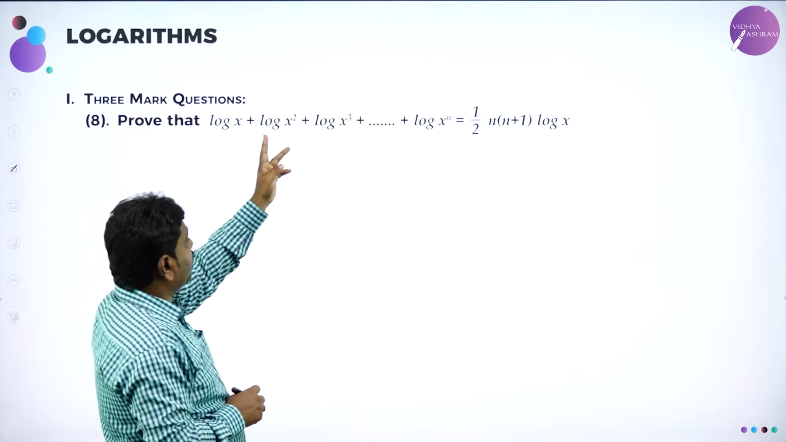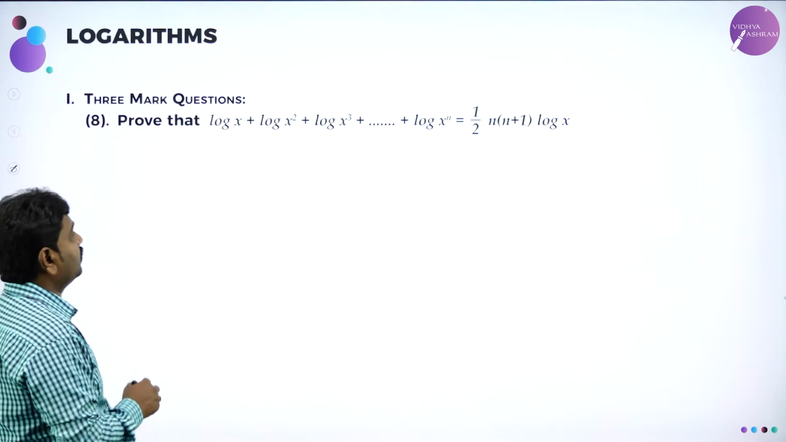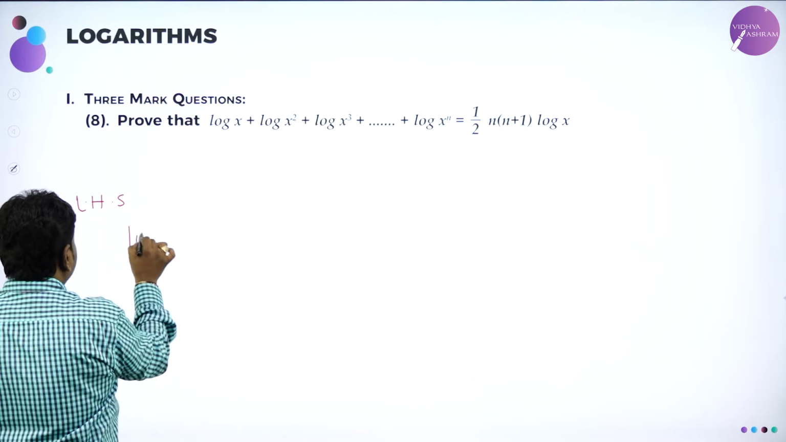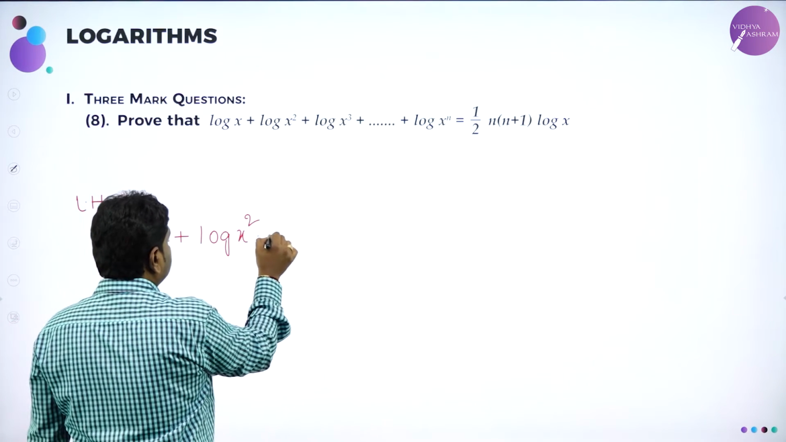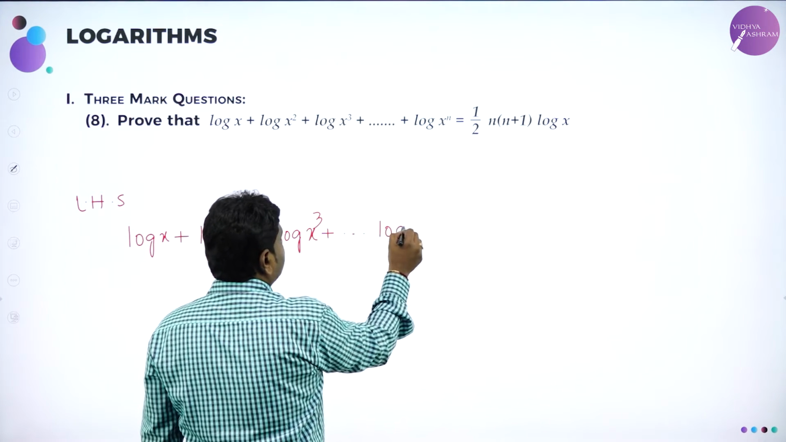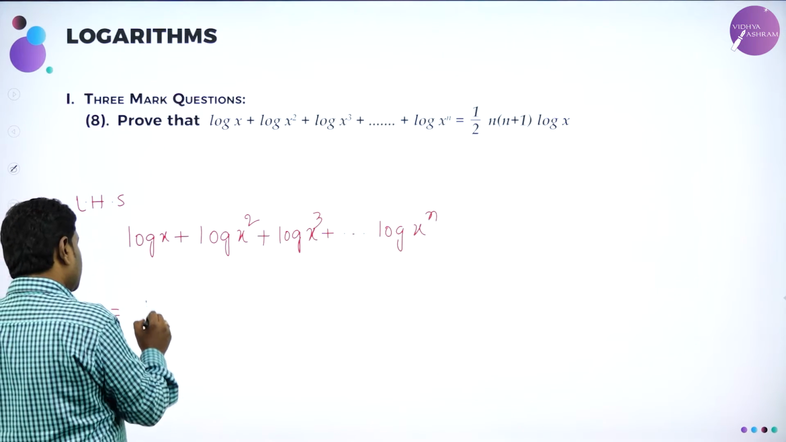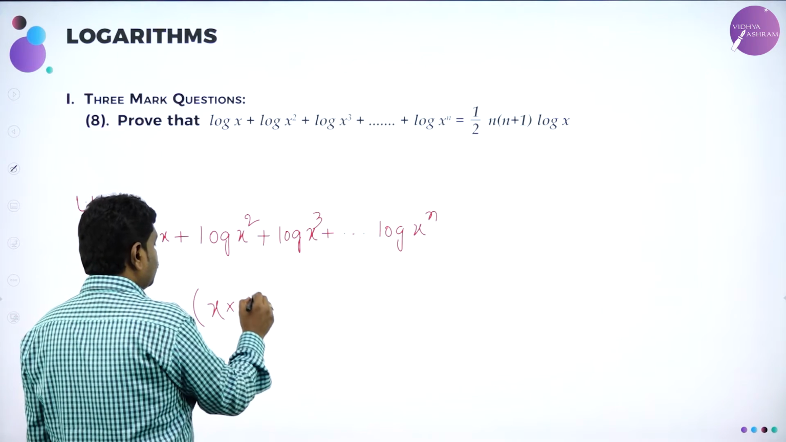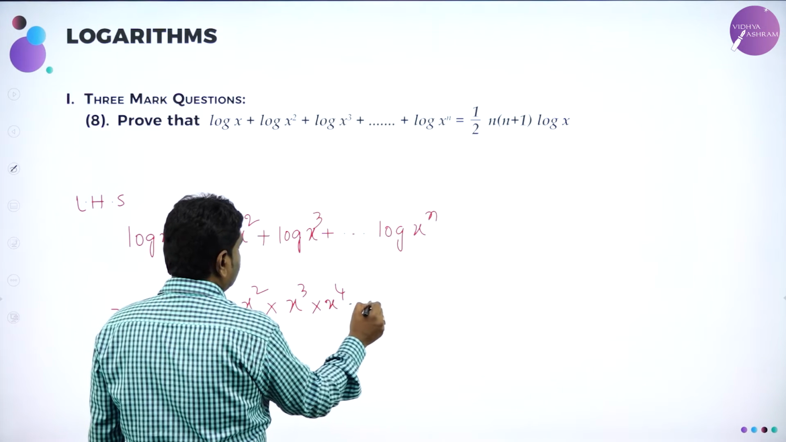Prove that log x plus log x square plus log x cube plus so on log x power n is half into n plus 1 by 2 log x. So now I'll take LHS. Log x plus log x square plus log x cube plus so on log x power n. You know log a plus log b is log a into b. So it will become log x into x square into x cube into x power 4 into so on x power n.